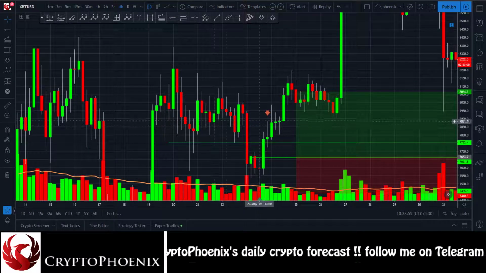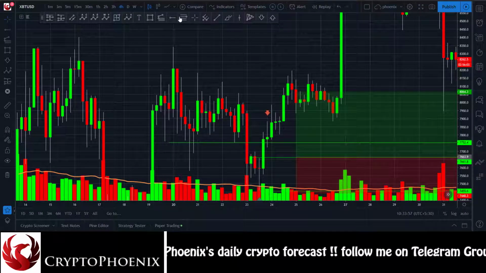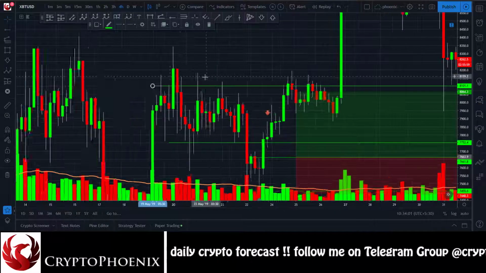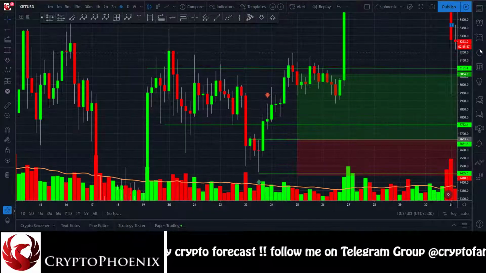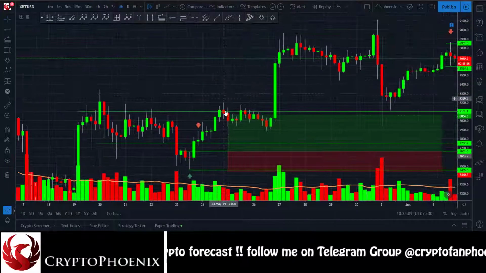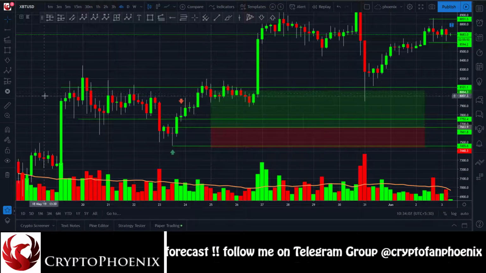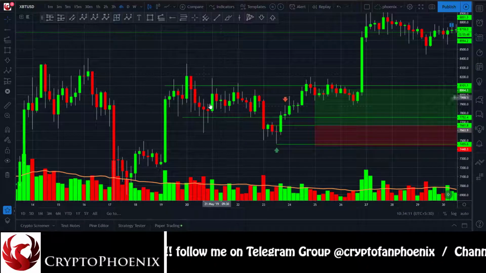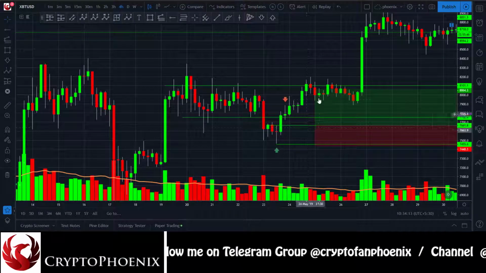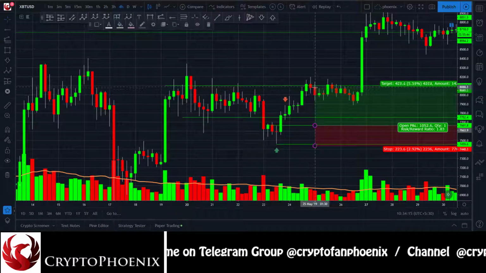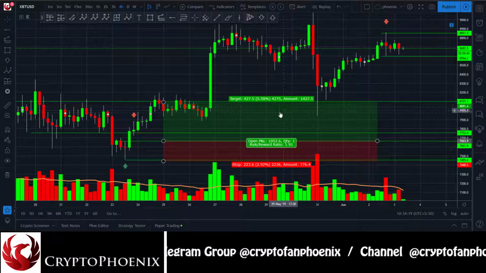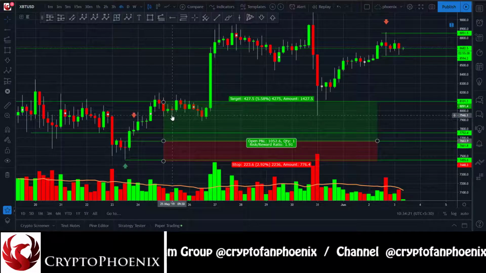Where is the resistance here? On the left hand side, if you look for the resistance, you can say this is a common point of resistance where the market can take a halt for a few days. And yes, it was acting as a good resistance right here.